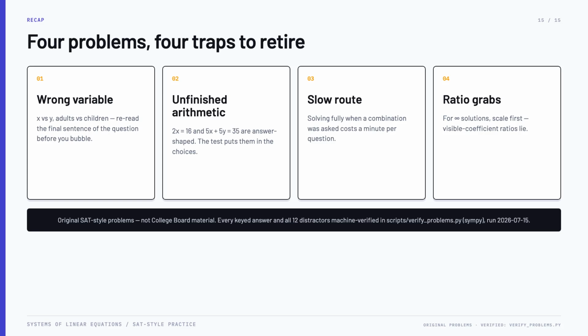Recap. Four traps to retire for good. 1. The wrong variable, reread the final sentence before you bubble. 2. Unfinished arithmetic, 2x equals 16 is answer-shaped, and the test puts it in the choices. 3. The slow route, solving fully when a combination was asked. 4. Ratio grabs on infinite solution questions. Every answer in this video and every wrong answer was verified by a script. That is the standard your practice should hold you to.